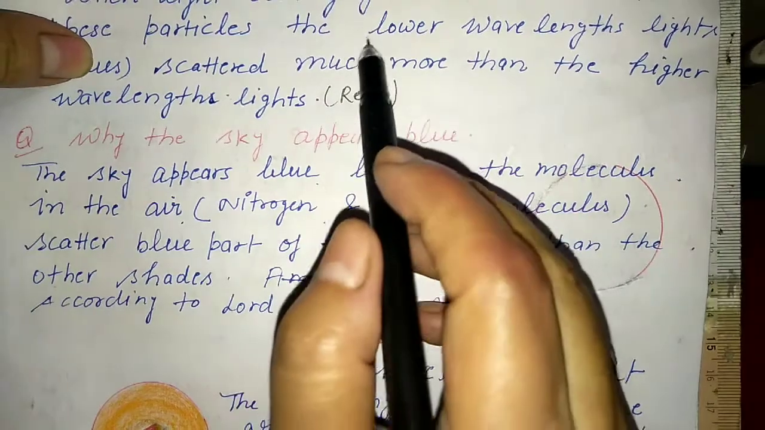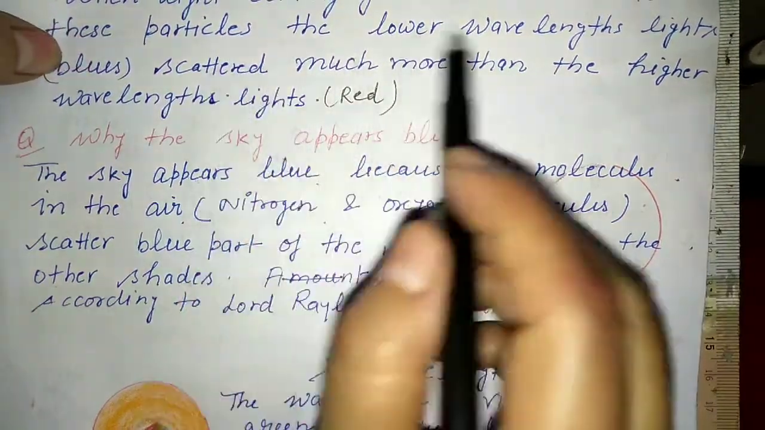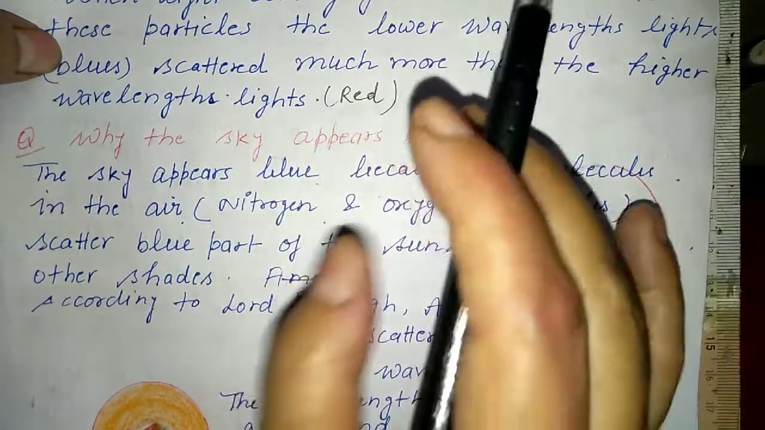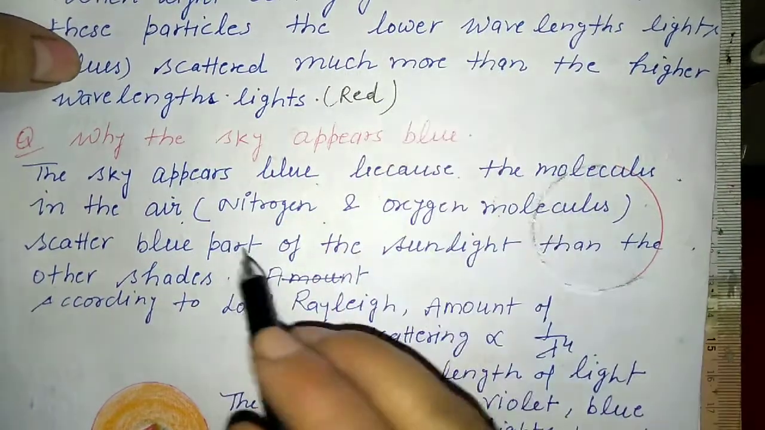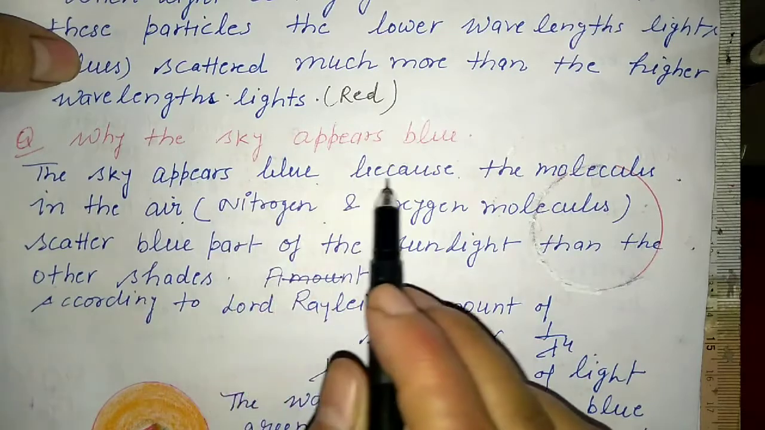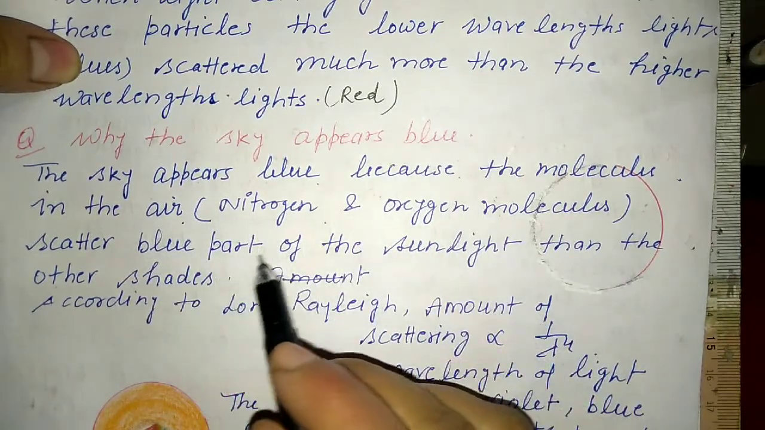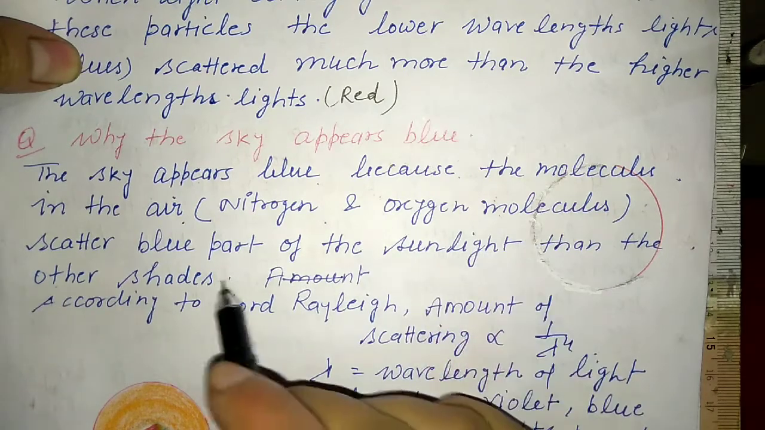अभी हमने ऊपर पढ़ा है कि जो shorter wavelength होती हैं, lower wavelength lights, blue, are scattered much more than the higher wavelength. तो यहाँ पर, the sky appears blue because the molecules in the air, nitrogen and oxygen molecules, scatter the blue part of the sunlight more than the other shades.